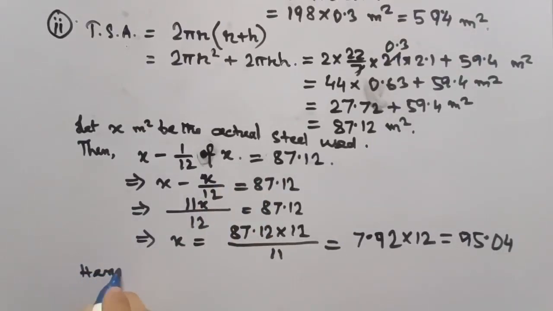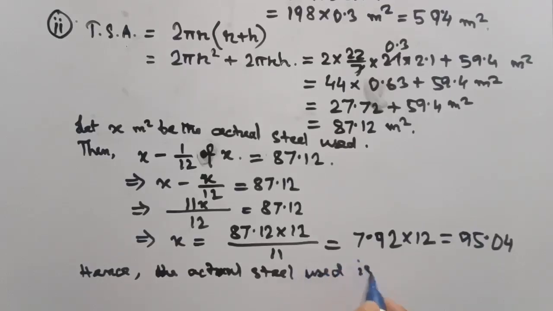Hence, the actual steel used is 95.04 meter square.